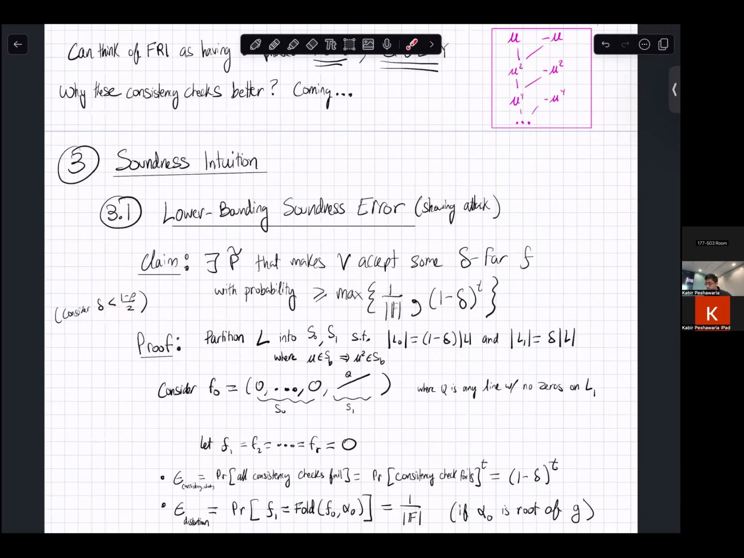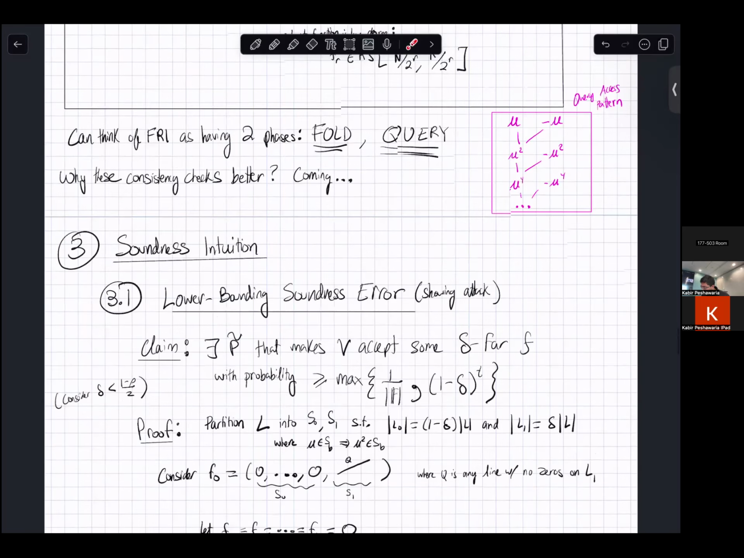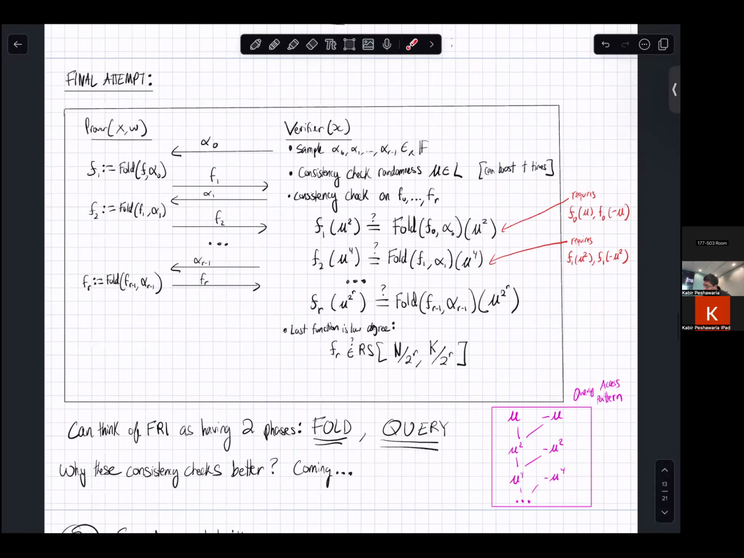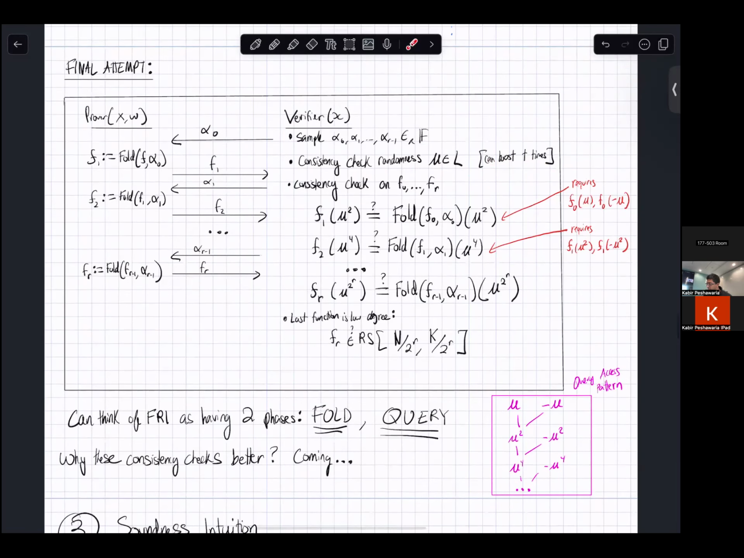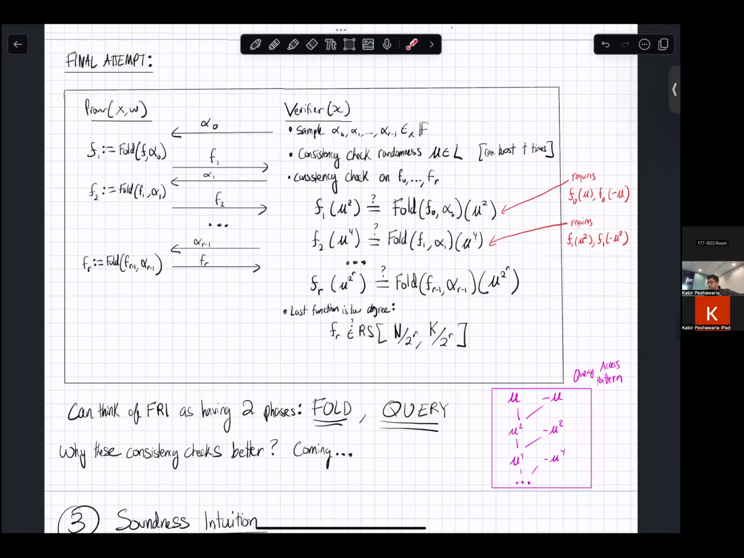So what is T? Oh, T is the number of, so yeah, I didn't emphasize this, but we can boost this consistency check T times. That's the number of different mu's that we sample and then run the whole query phase on.